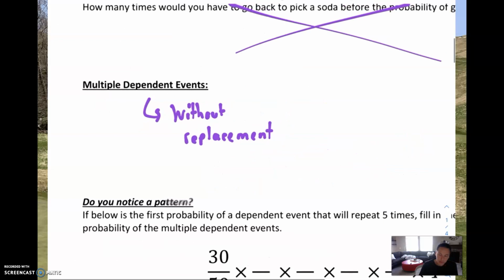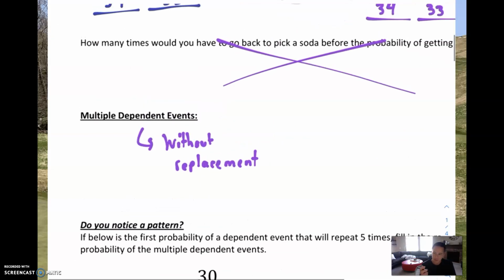That's going to be one of the most common ways that you can think of dependent events. You'll notice when you selected that Coke, it was gone. You didn't put it back. So that means without replacement. So when you take one out, now the probability changes and it goes down by 1 each time.